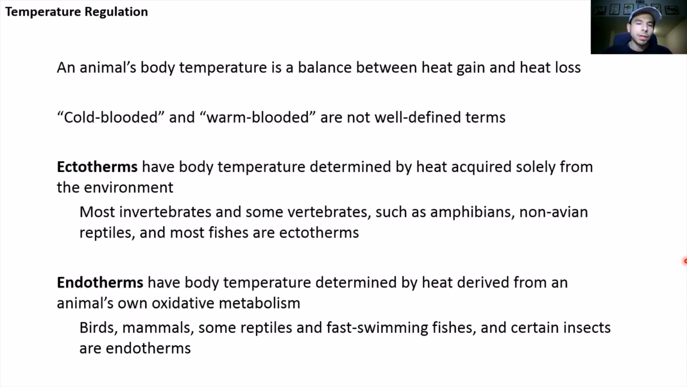In contrast, an animal can be an endotherm, which means that it has body temperature determined by heat derived from an animal's own oxidative metabolism. So the heat comes from within, thus endotherm. And this includes animals such as birds and mammals, and some reptiles, and some fast-swimming fishes, and a few insects.